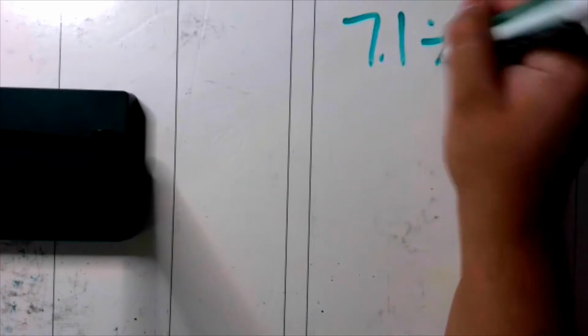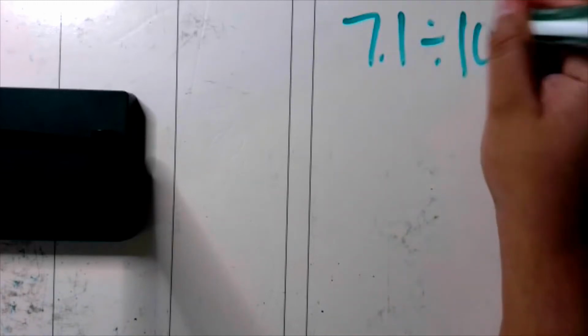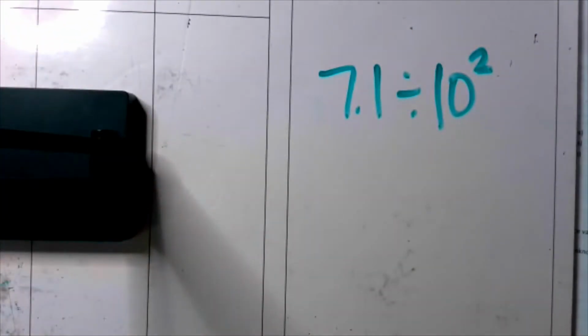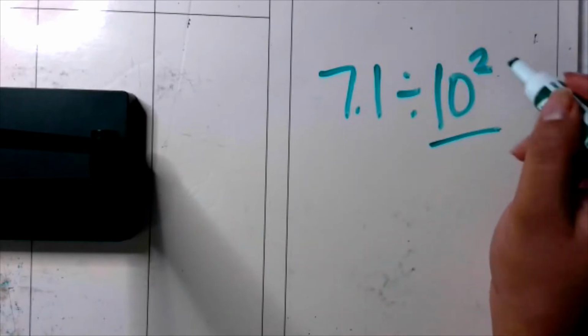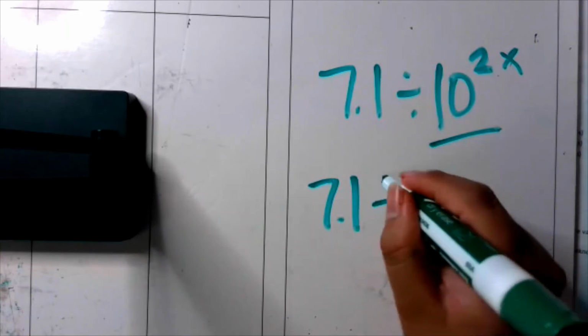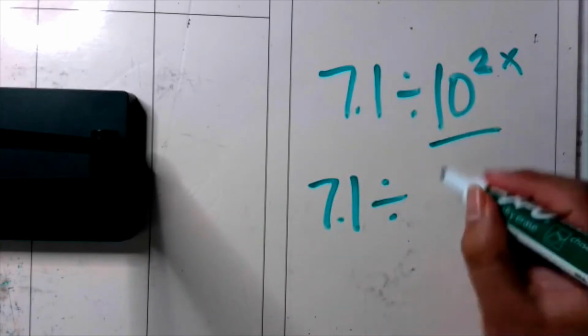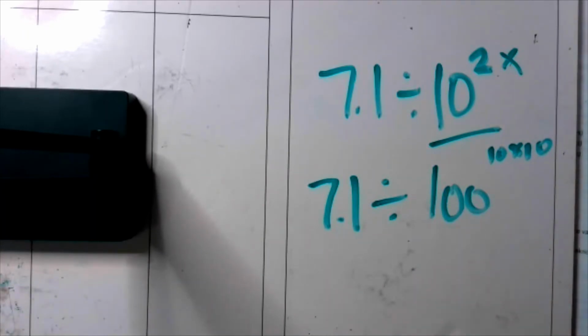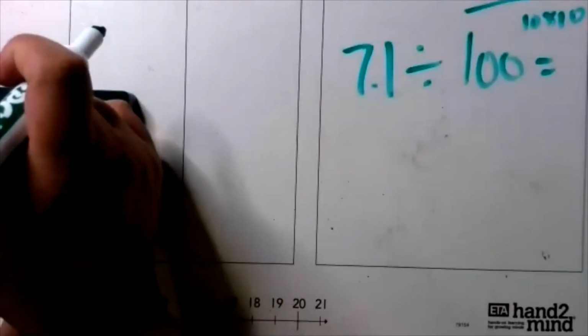Okay, so now we're going to go ahead and do the next problem. The next problem is going to be a little bit different, but it's honestly the same thing. The big difference is that we have an exponent now. So our next problem is going to be 7.1 divided by 10 to the second. There I go again, trying to get a little bit ahead of myself. So now we want to write this so that we don't have that exponent anymore. So we rewrite it. And we remember that 10 to the second power is 100, otherwise known as 10 times 10.